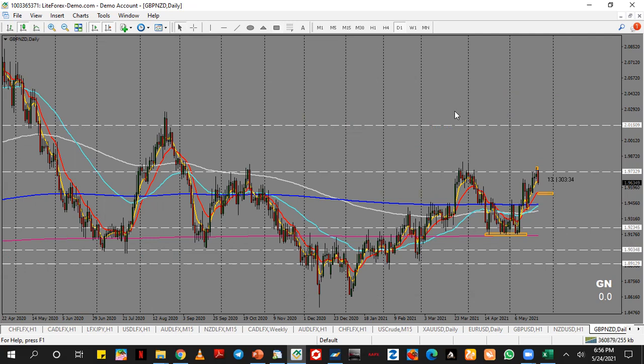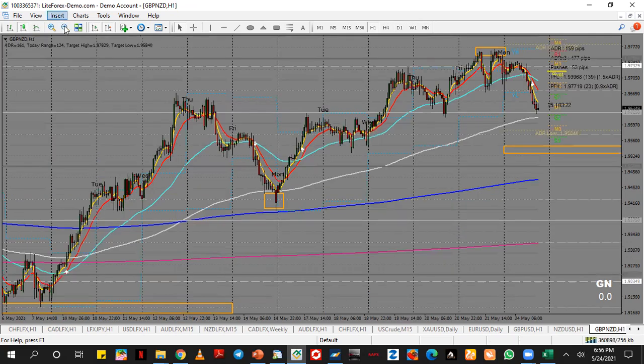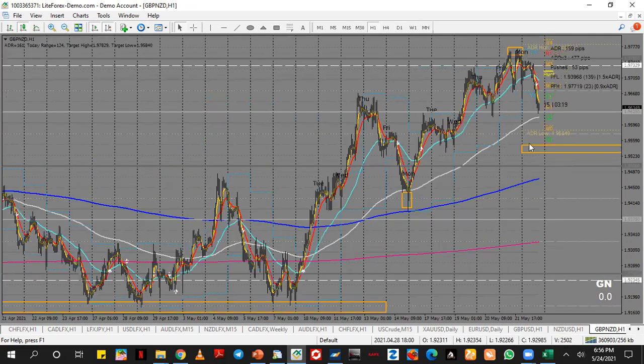So let's go to the hour one. So on the hour one is around this small quarter. Let's draw the ADR boxes and see where 1.5 ADR is. So ADR is 159. So it's there. So you can see 1.5 ADR is around this point.